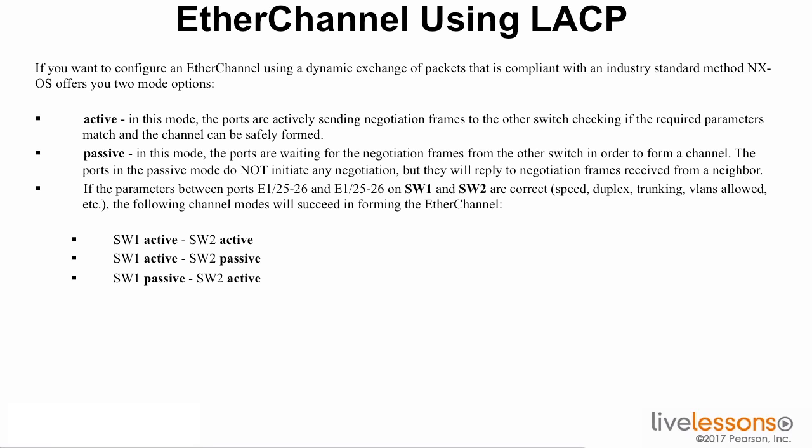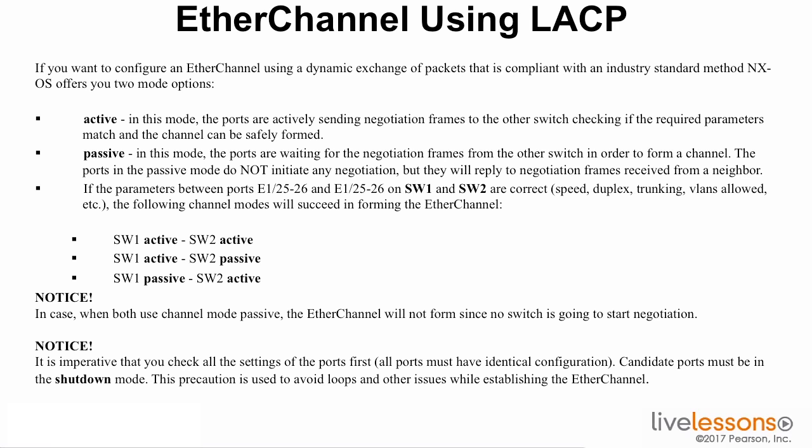If the parameters between ports on 2 switches are correct, the speed, duplex, trunking, VLANs allowed, etc. are the same, the following channel modes will succeed in forming an Ether channel. If one switch has active and the other switch has active, they will form a port channel. If one switch is active and the other is passive, it will form a port channel. If both switches are passive, the Ether channel will not form because both sides will be waiting for the other switch to start a negotiation.